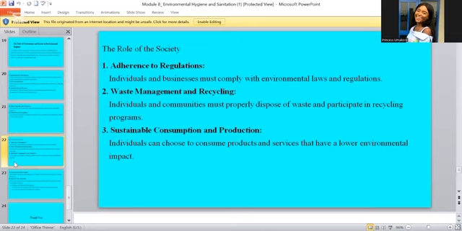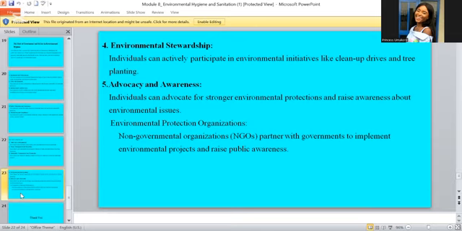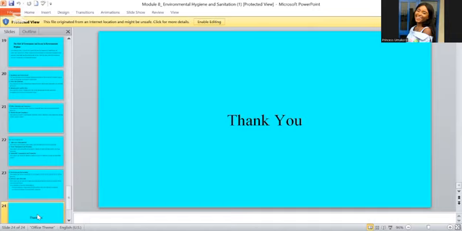Individuals can choose to consume products and services that have a lower environmental impact. Individuals can actively participate in environmental initiatives like cleanup drives and tree planting. Individuals can also advocate for stronger environmental protection, raise awareness about environmental issues. Finally, non-governmental organizations can partner with governments to implement environmental projects and raise public awareness.